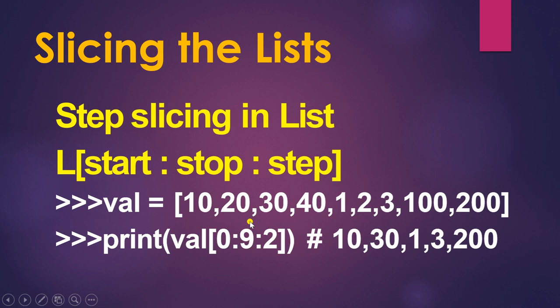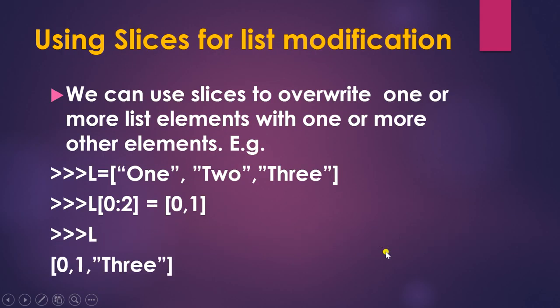Now next is step slicing in list. In step slicing you have three attributes, that is start, stop and step. So here this is a list and you want to step the value by 2. So it will start from 0 to 8 by step value 2. So it will give you first 10, then 30, 1, then 3, then 200.